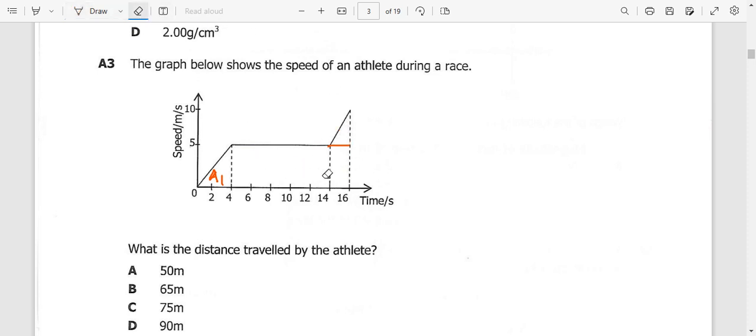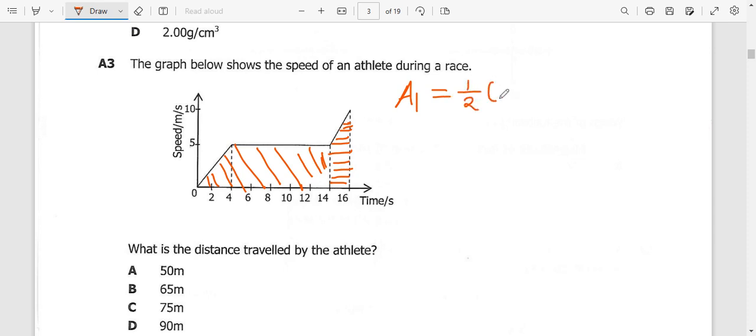Now, if you want to be faster, you can just make two shapes here. This is a trapezium, so you can find its area. You also have this one, which is also a trapezium, and you can find its area too. So let's find area 1 for the first trapezium. Do you know the formula for the area of a trapezium? It's given by half times (A plus B), then multiplied by H. So you need to know this formula.